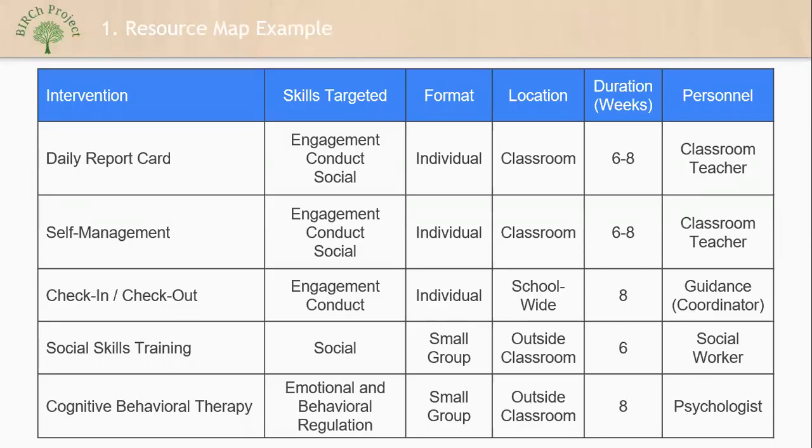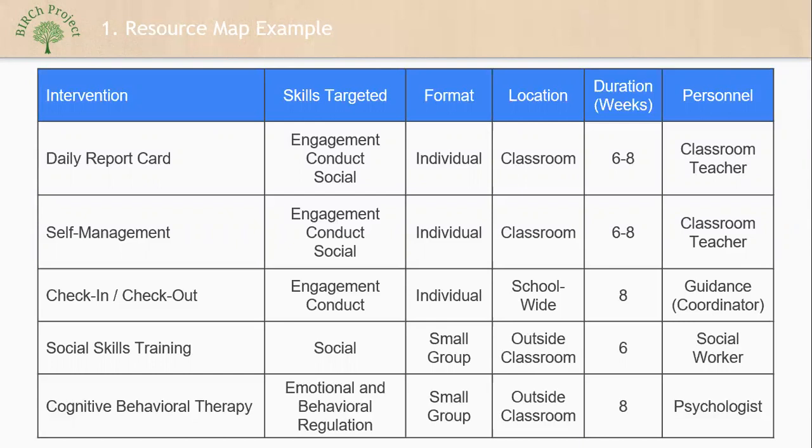This slide shows you an example of a resource map in which we have a school who sat down as a team and cataloged all of the interventions they have available to support students who might have more significant social, emotional, or behavioral needs. These are just some examples that schools typically use, something like a daily behavior report card, a self-management intervention, check-in, check-out, social skills training in a small group setting, or cognitive behavioral therapy.